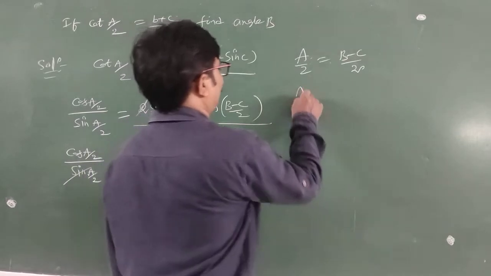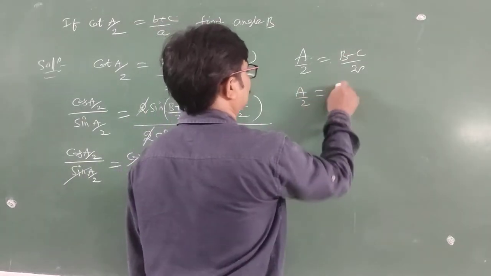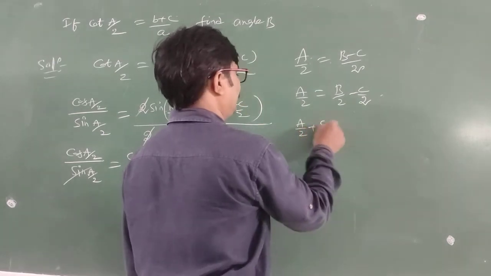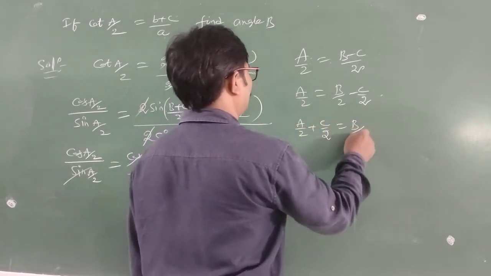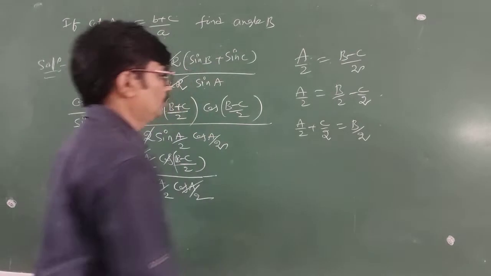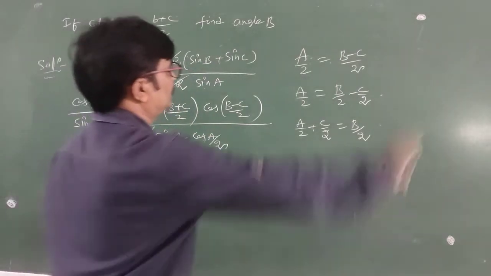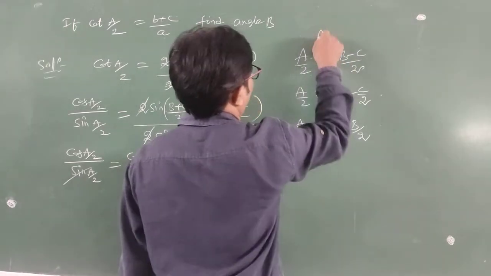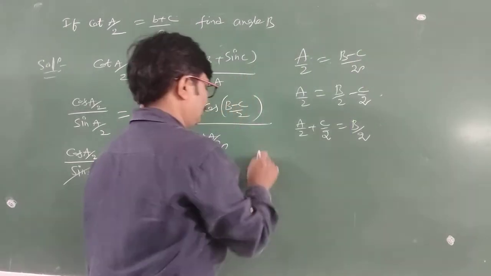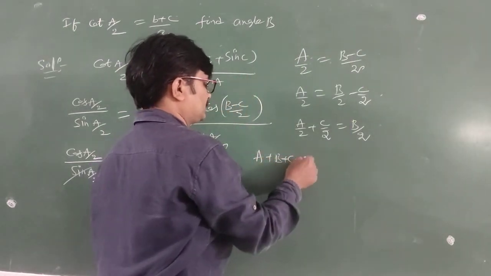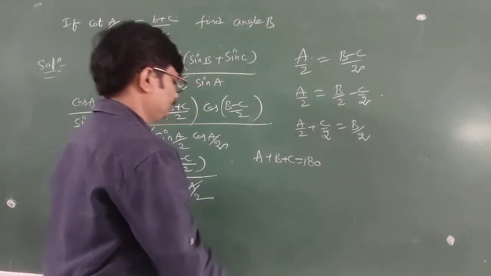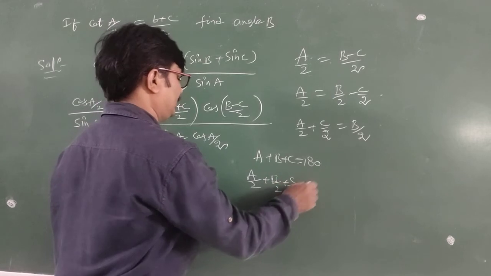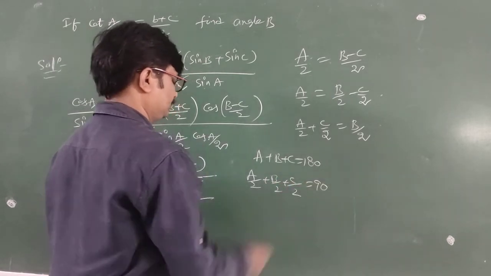Now, this is a by 2. This is, students, b by 2 minus c by 2. So a by 2 plus c by 2 equal to b by 2. So, what is it, students? We have to know that the sum of the angles in a triangle a plus b plus c, everybody knows, equal to 180. Now, a by 2 plus b by 2 plus c by 2 equal to 90.